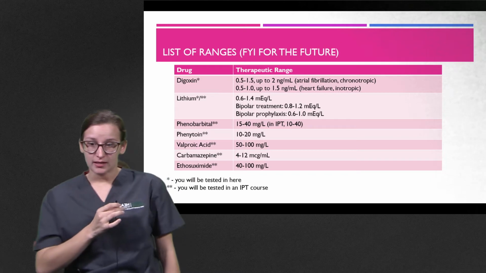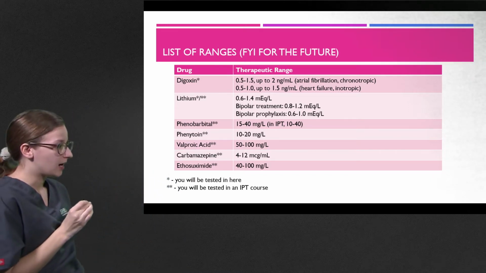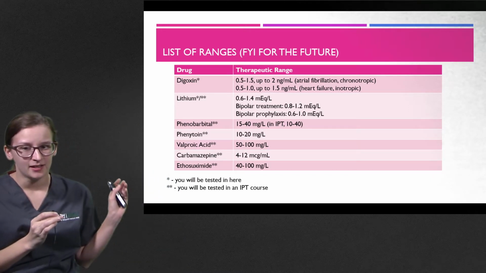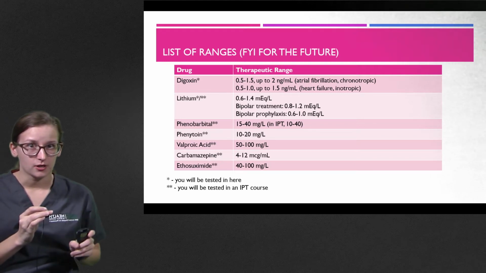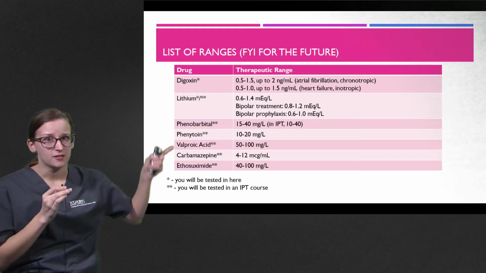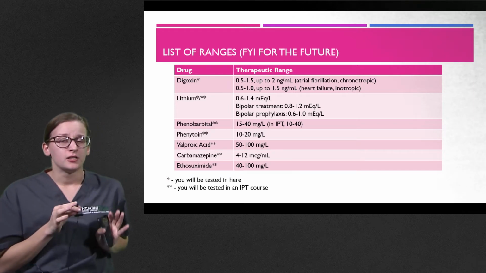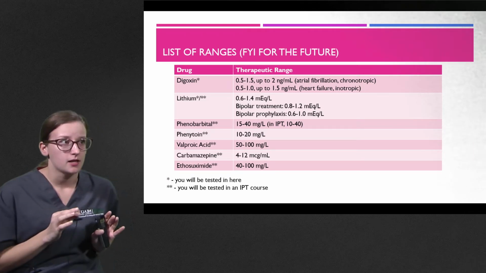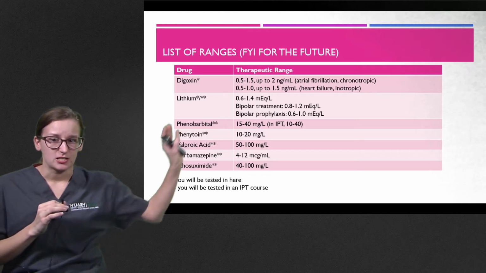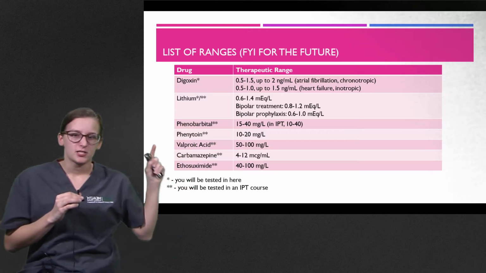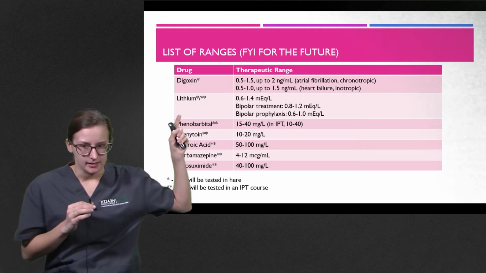All right, so this is mostly FYI, and I say that with all these asterisks here. Next semester for neuro, you're going to have to know a couple of anticonvulsant ranges, but for the purposes of this class, for this block, you don't need to really know these. I don't even think he's going to test you on the ranges, but for future blocks, you might want to know digoxin and lithium.